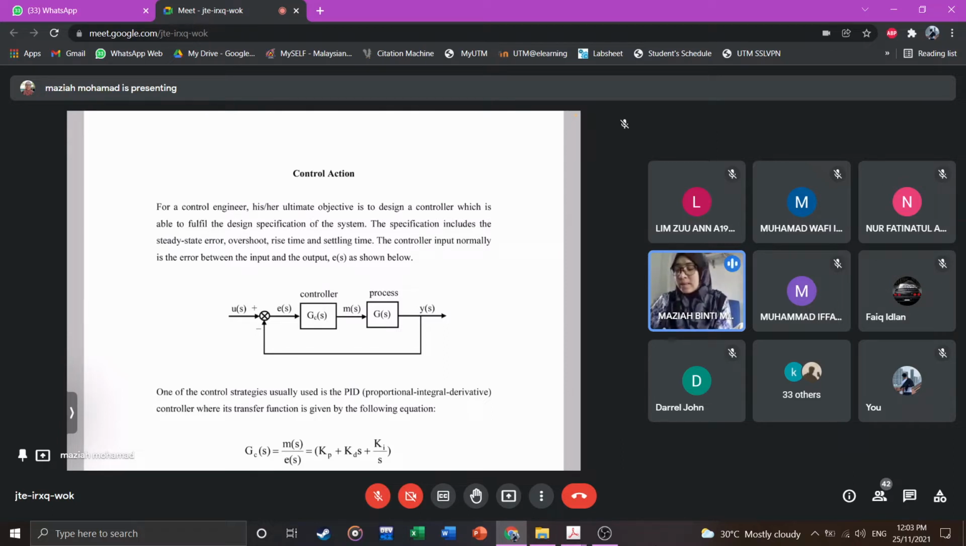And this is the last part, which is the overall main thing that we're going to learn in a control system, because the title of this course is control engineering. So this is the control part.